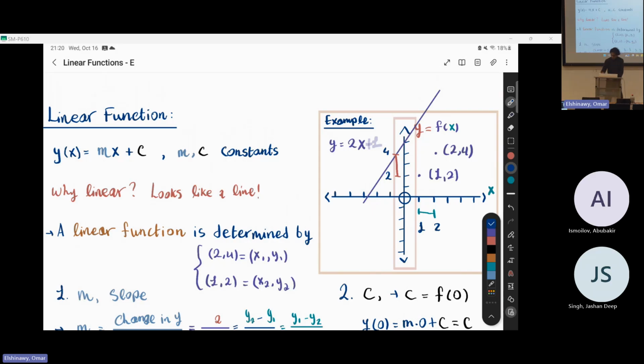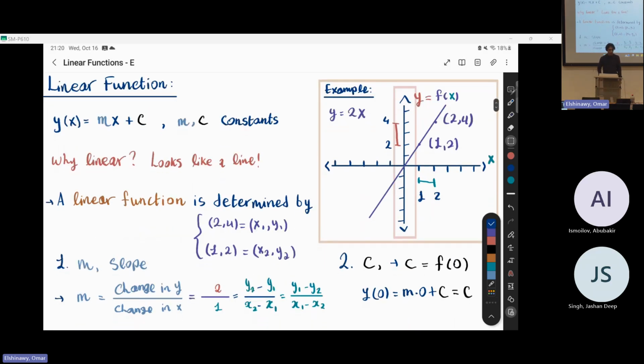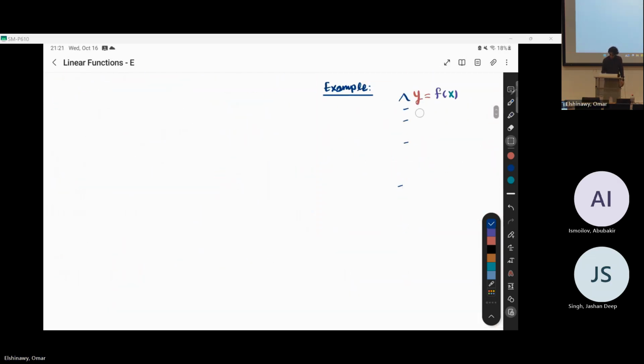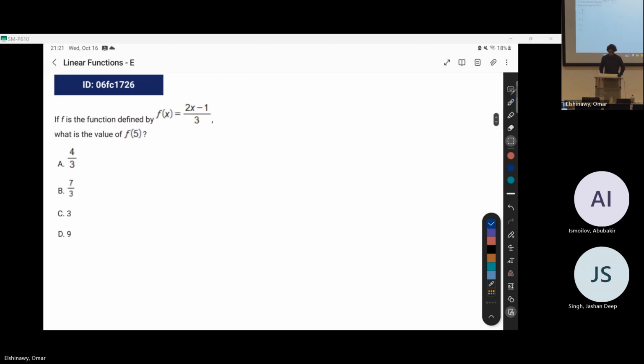I know this might be a bit obvious, but it's very important to go back to the basics. So these are really the two defining things about linear functions. And with this, we can actually solve any linear function problem. So why not start? Let's start with some exercises. If this is the function, then what is the value of f of 5?